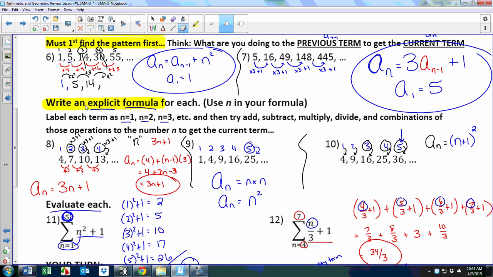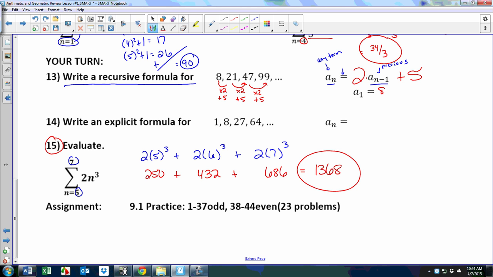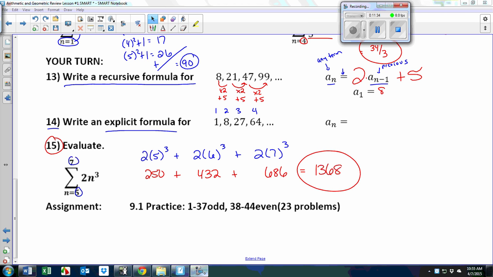So practice writing an explicit formula on number 14. Start by putting 1, 2, 3, and 4 above them. Play with them. Is it an addition pattern? Is it a multiplication? Is it a subtraction? A combination of both? It depends on the question. It may take longer depending on the numbers in it. So I'll let you sit and think for a second, and I will as well.